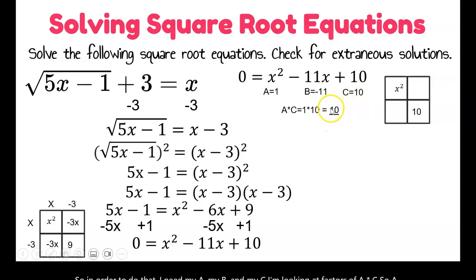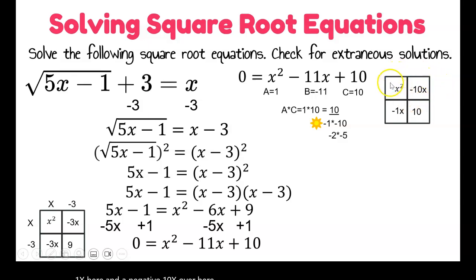Now, since it's a positive 10 and it adds up to negative 11, my pairs of factors are both going to have to be negative numbers. Since a negative times a negative is a positive, that works out. So my options are negative 1 times negative 10 or negative 2 times negative 5. So when I use Desmos to add these together, to see which ones equal negative 11, it will be negative 1 and negative 10. So in the box, I'm going to have a negative 1x here and a negative 10x over here.